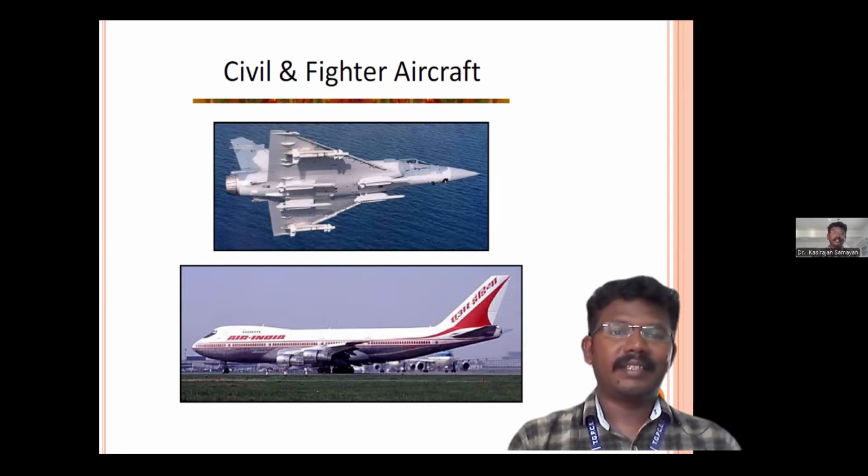Then you can see the picture here. From the picture, we can easily differentiate the aircraft. In the first picture, we can clearly observe this is a fighter jet aircraft. In the second picture, this is a commercial or civil aircraft, the passenger aircraft. Fighter jet aircraft are used in the defense sector or warfield. Commercial aircraft are used for passenger transport, but both aircraft have unique designs.